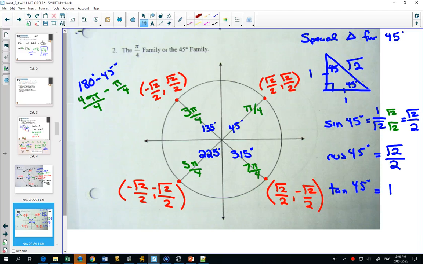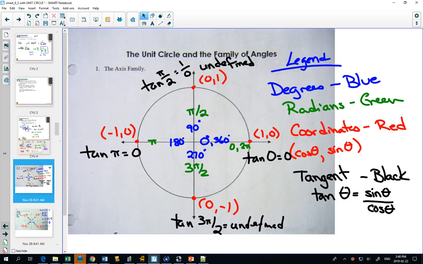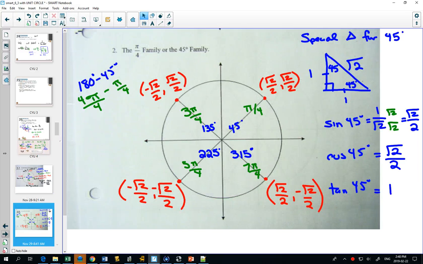So remember the big idea on our unit circle, that whenever we write the coordinates they are always cos theta comma sine theta. So sine theta is your y-coordinate. You go back to our family here. We're at pi over 4, 45 degrees. What is sine of pi over 4? Root 2 over 2. Perfect.